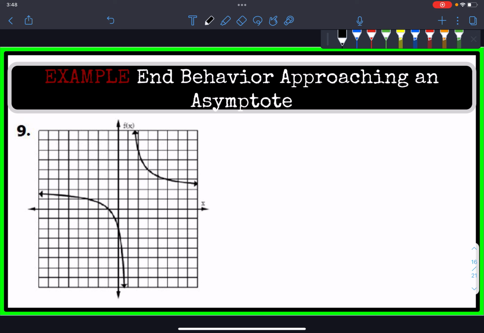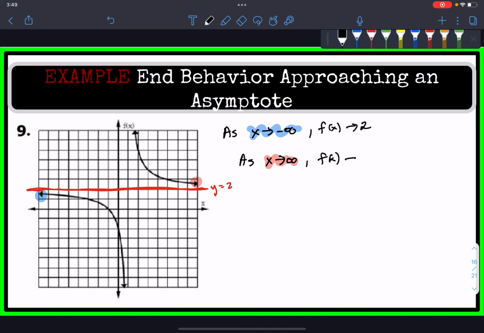Let's look at example number 9. As you see here, we have another situation where our graph is bounded as x approaches positive and negative infinity, and it's bounded by the horizontal line y equals 2. So as x approaches negative infinity on the left, and as x approaches positive infinity to the right, the function values approach again that boundary line of positive 2. So there you go.